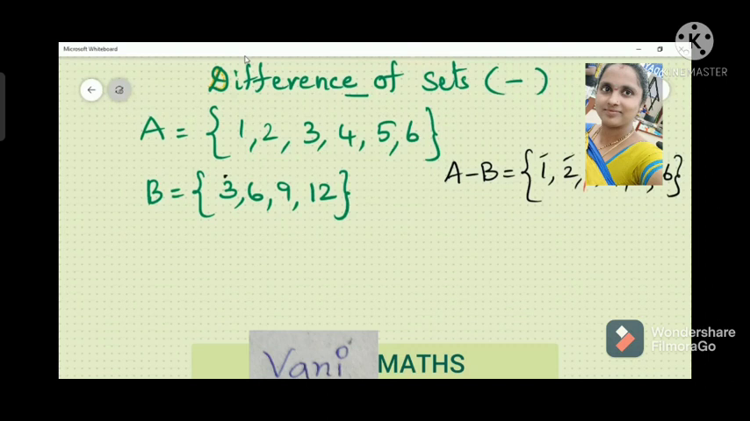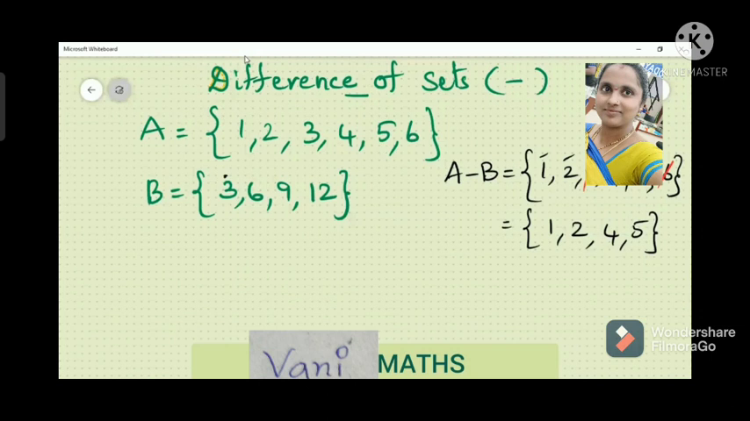Next, what about 4? 4 is not in B, so we keep it in A minus B. What about 5? 5 is also not in B, so we keep that. What about 6? 6 is in B, so we should not take that. So what will be A minus B? A minus B is equal to {1, 2, 4, 5}, the elements of A that are not in B.